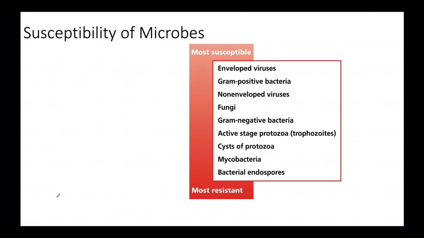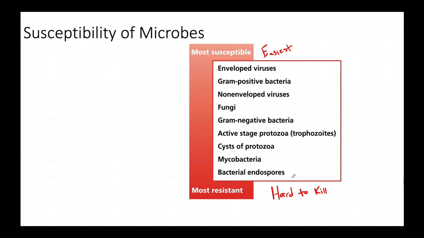So this is looking at that susceptibility spectrum that I was talking about. And so most of these should look familiar to you. And so just realize down here, most resistant. So this is going to be hard to kill on this end, or hard to get rid of, but I'm just going to write hard to kill. And then obviously on this one where it says most susceptible, this is going to be the easiest up here. So this is the easiest to kill.